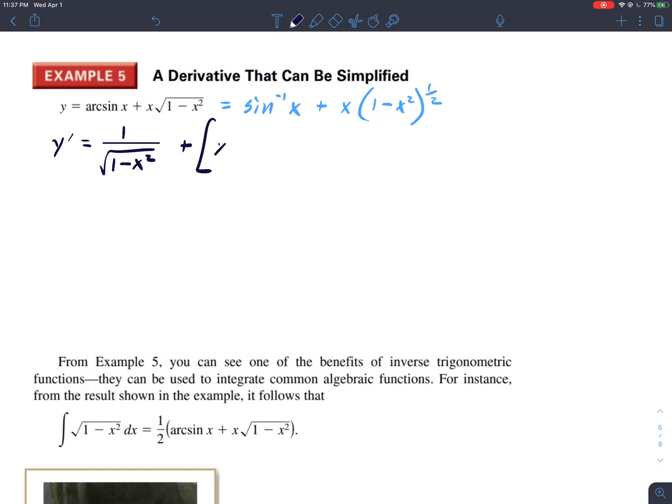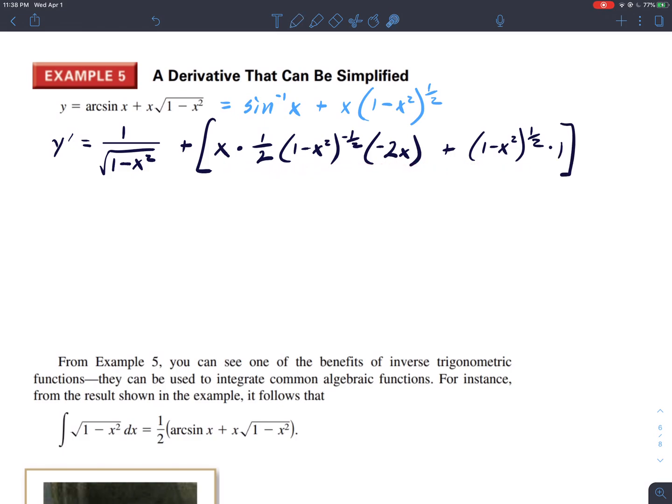So plus first function times the derivative of the second. Derivative of the second is going to be 1/2, 1 minus x squared to the negative 1/2 times the derivative of the 1 minus x squared, which is negative 2x. All right, plus second function, 1 minus x squared to the 1/2 times derivative of the first. Derivative of the first is 1. Whew, getting pretty lengthy there.